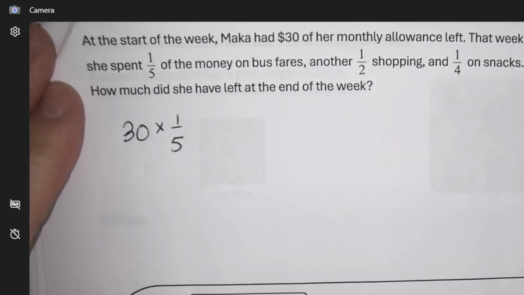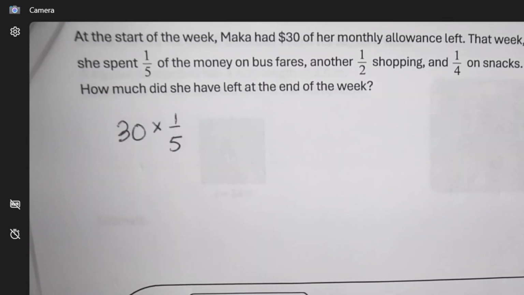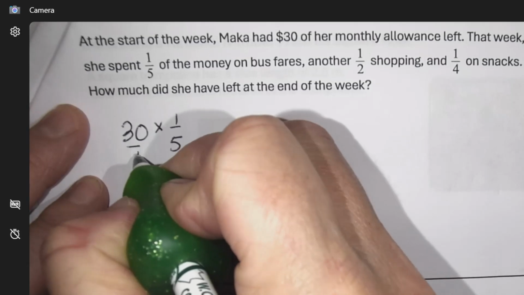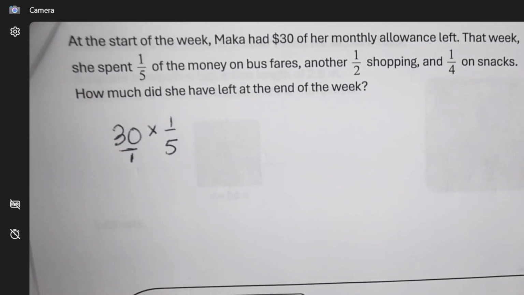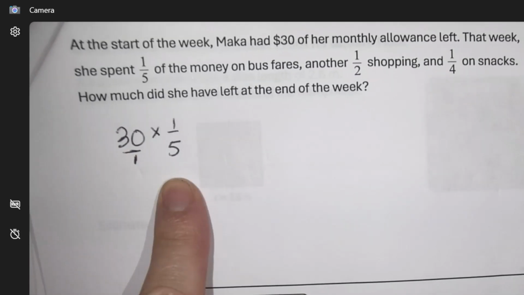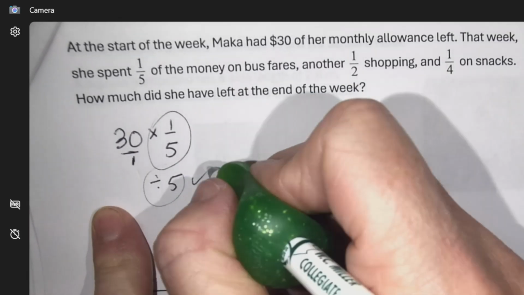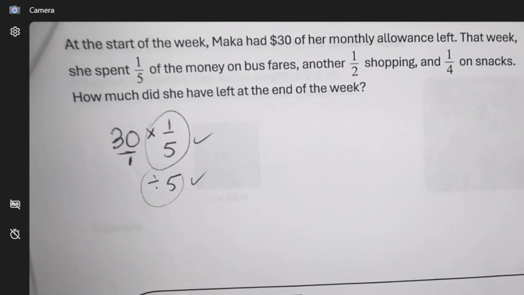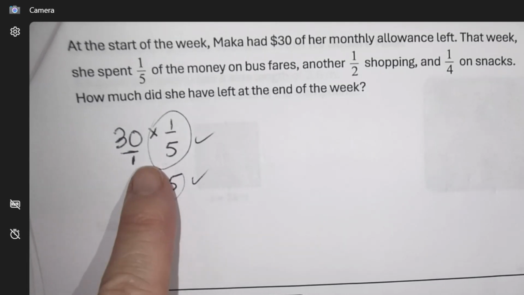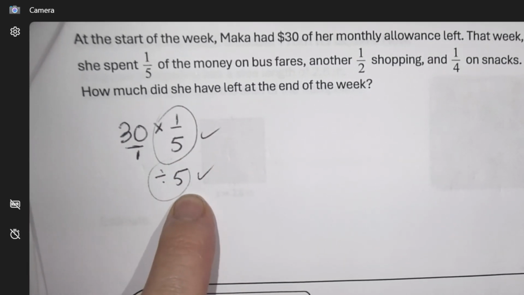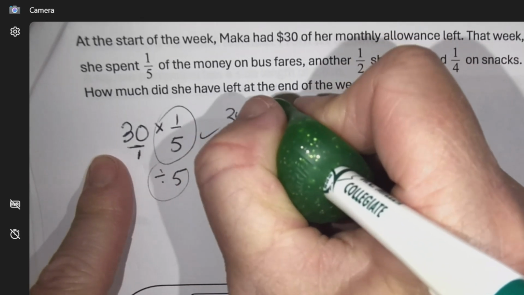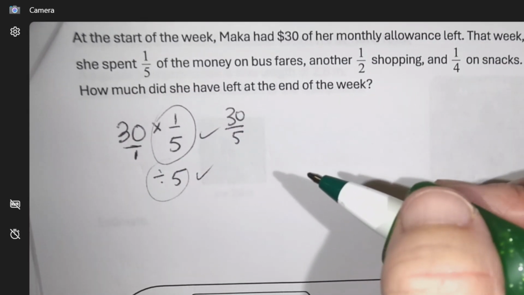$30 times a fifth. Do you know that 30 could really just be 30 over 1? Divided by 1, which still equals 30. So really, this is the same idea as, what's 30 divided by 5? Timesing by a fifth and dividing by 5, those are the same math process. Does that make sense in your head?